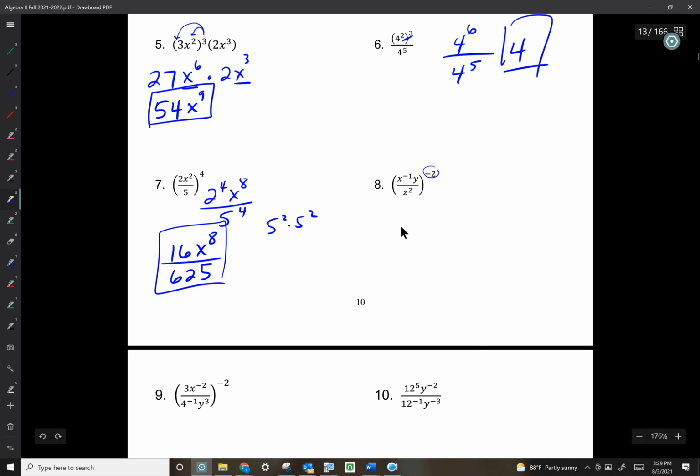So I'm going to do that first. So I'm going to have x. If I multiply my exponents, it's going to be a positive 2. And then I have y to the negative 2. In the denominator, that x squared, if I raise it to the negative 2, becomes x to the negative 4.